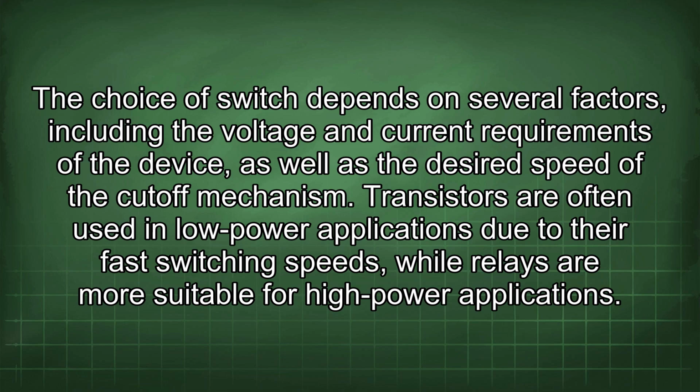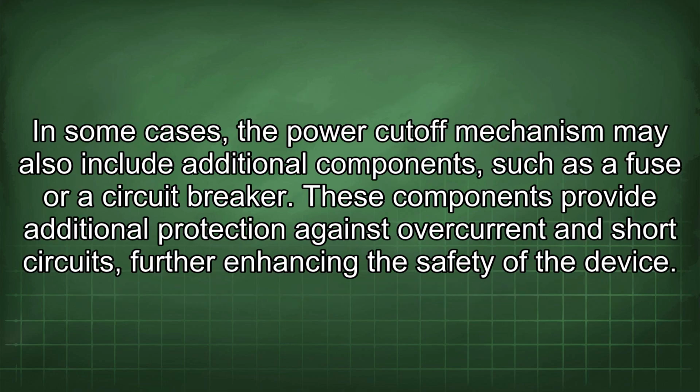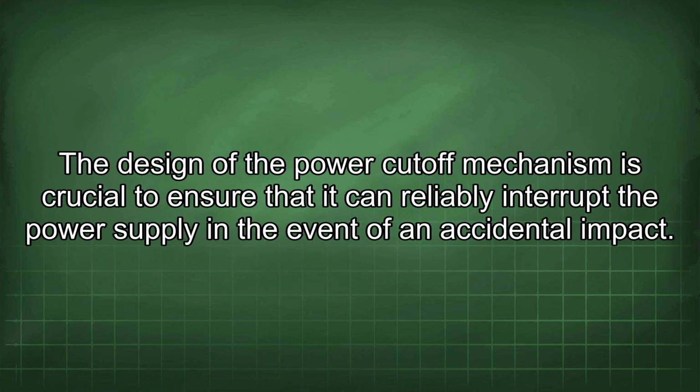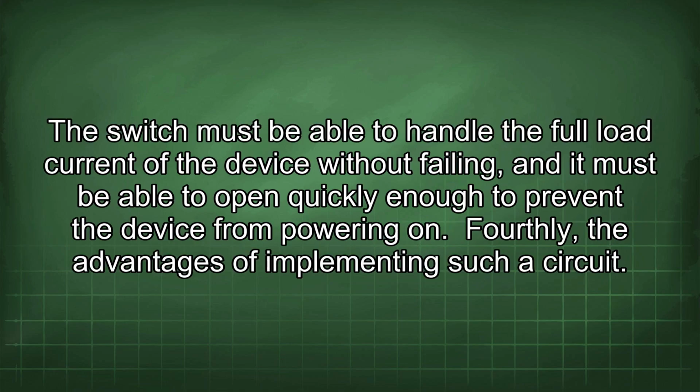Transistors are often used in low-power applications due to their fast switching speeds, while relays are more suitable for high-power applications. In some cases, the power cutoff mechanism may also include additional components, such as a fuse or a circuit breaker. These components provide additional protection against overcurrent and short circuits, further enhancing the safety of the device. The design of the power cutoff mechanism is crucial to ensure that it can reliably interrupt the power supply in the event of an accidental impact. The switch must be able to handle the full load current of the device without failing, and it must be able to open quickly enough to prevent the device from powering on.